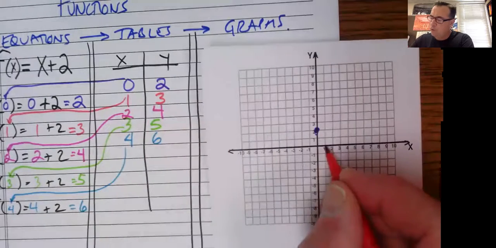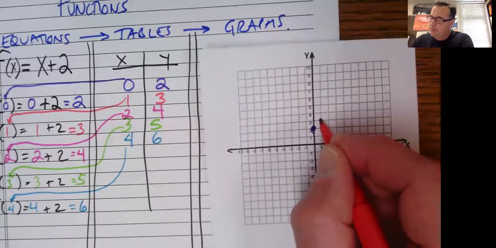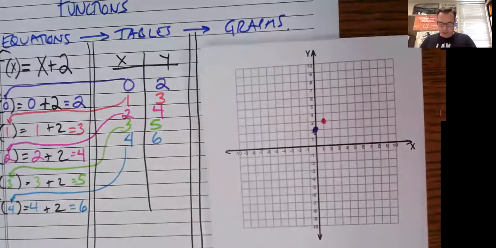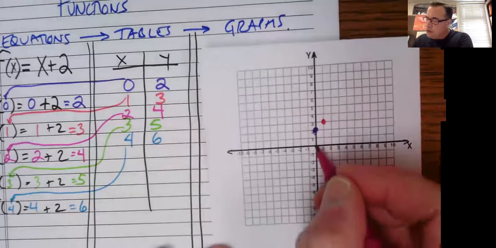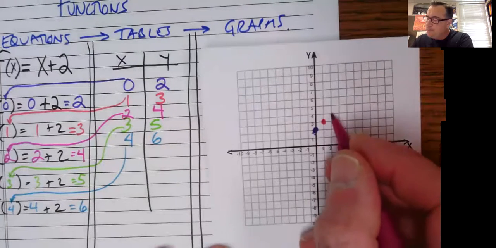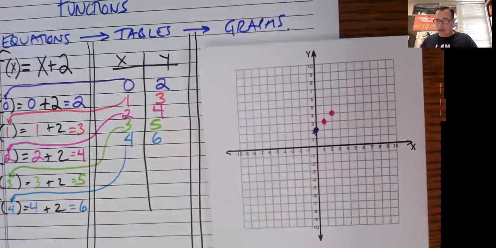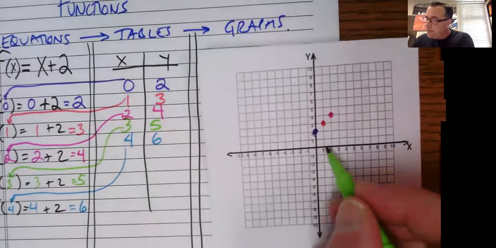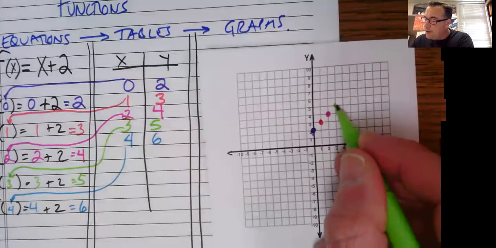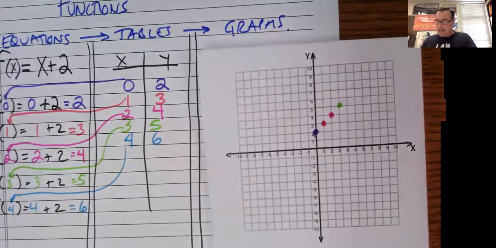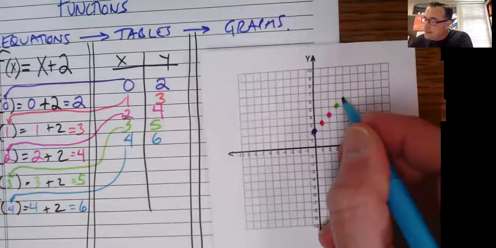So I go over 1, up 3. There's that. And then the next one is 2, 4. I go over 2, up 4. I think we've found our pattern here. Then over 3, up 5. That will be right there. And then the last one will be over 4, up 6.